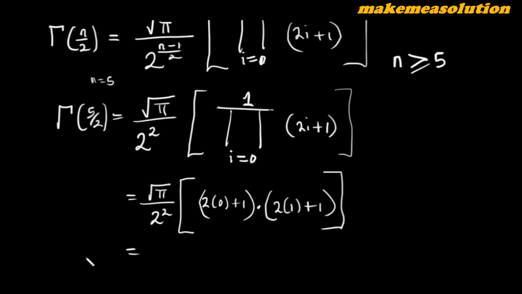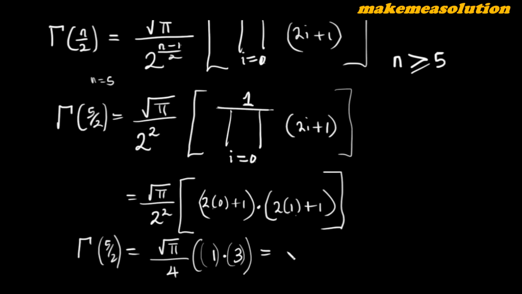So in evaluating further, your gamma of 5 over 2 is now going to be root pi all over 4. Then we now have 2 into 0 is what? 0 plus 1 is 1, times 2 into 1 is 2, plus 1, 3. So 1 times 3. Okay? And eventually this gives me 3 root pi over 4. So the gamma of 5 over 2 is 3 root pi over 4.